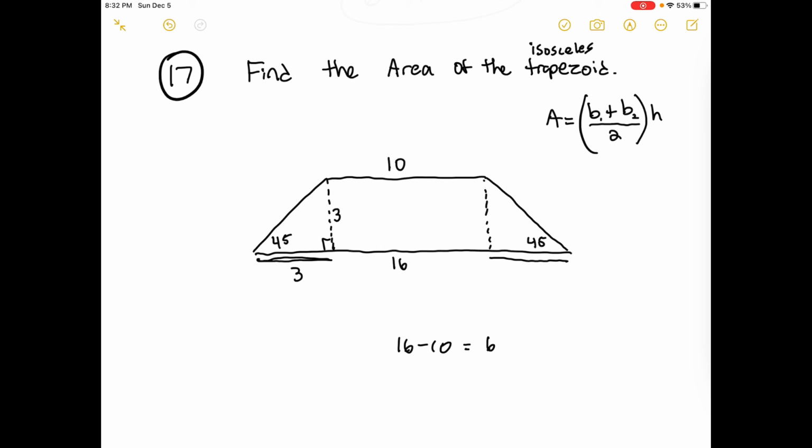And so the area, add our bases, 16 plus 10 divided by 2 times my height of 3. So that gives me 26 divided by 2 times 3, that's 13 times 3. The area of my trapezoid is going to be 39.